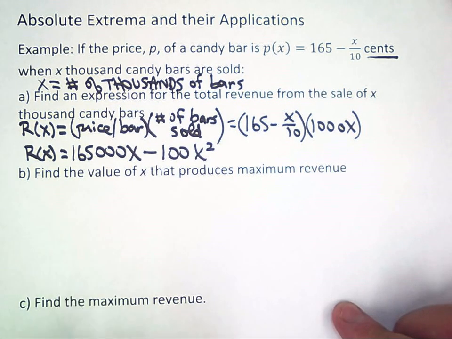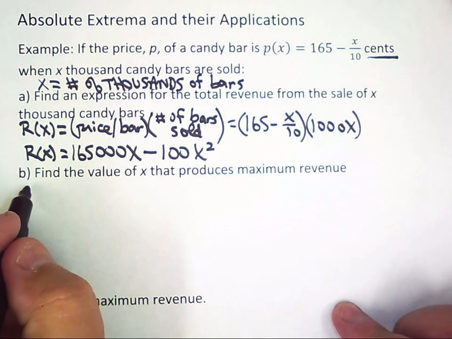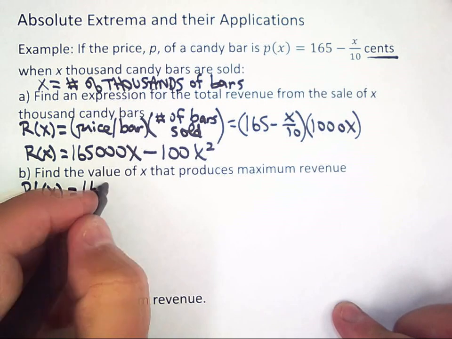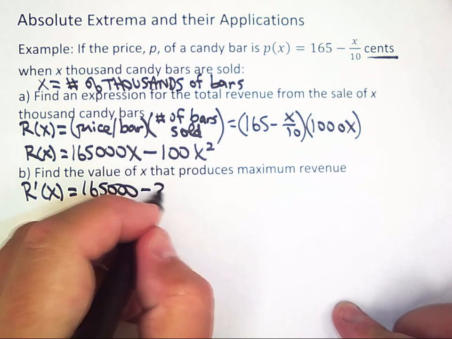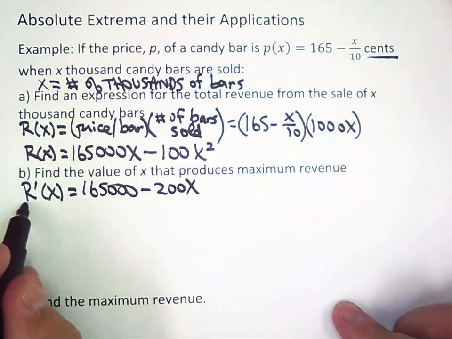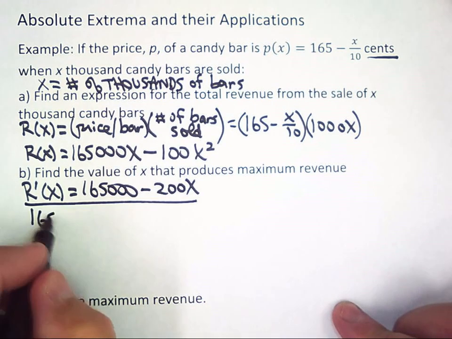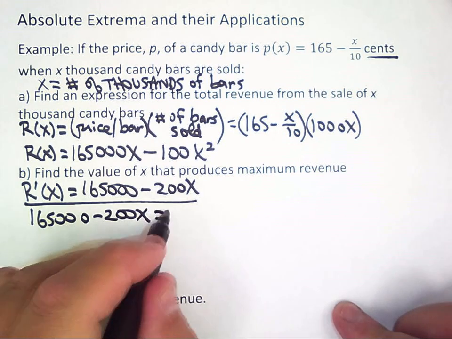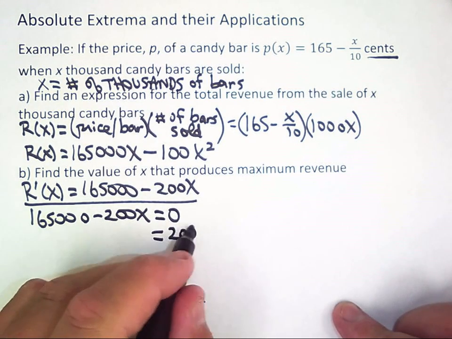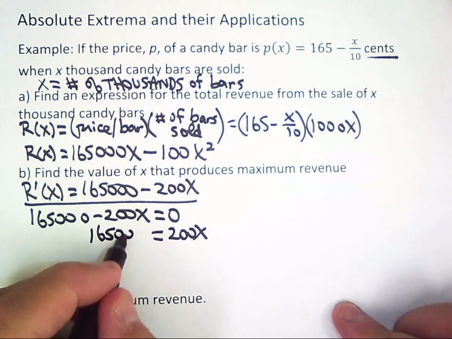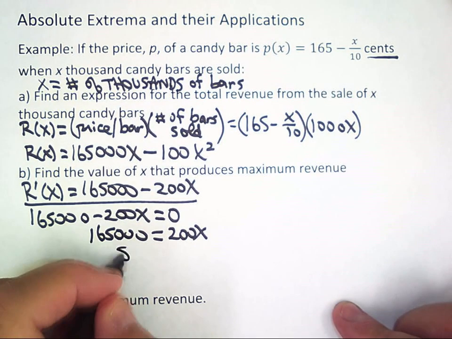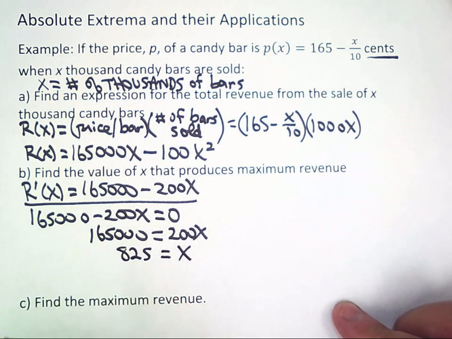B part says find the value of X that produces that maximum. Well, the same old routine. You take the derivative, which would be 165,000 minus 200X. And then you set the derivative equal to 0 to find your critical number. Add 200x to both sides. Divide both sides by 200, and you end up with 825. So that's the value of X.